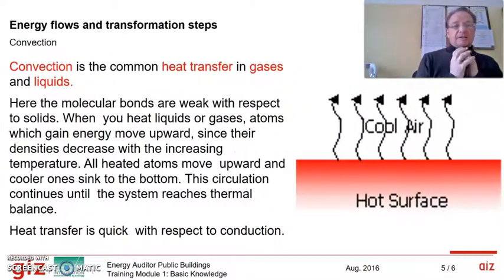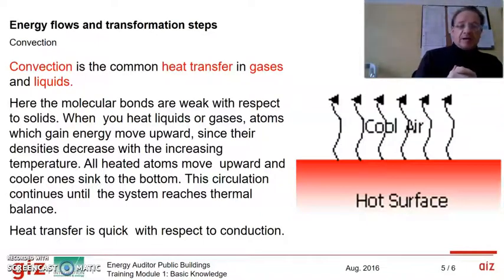The second one is convection, a common form of heat transfer in gases and liquids. Here, the molecular bonds are weak with respect to solids. When you heat liquids or gases, the heated atoms move upwards since the density is less. All heated atoms move upward and the cooler ones sink to the bottom. This circulation continues until the system reaches thermal balance and we are back in equilibrium. Heat transfer is quick with respect to conduction.